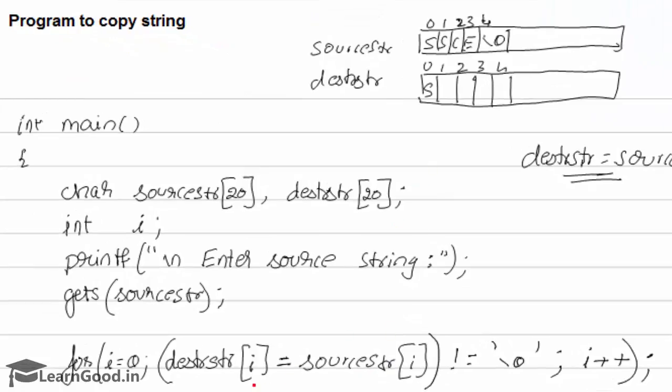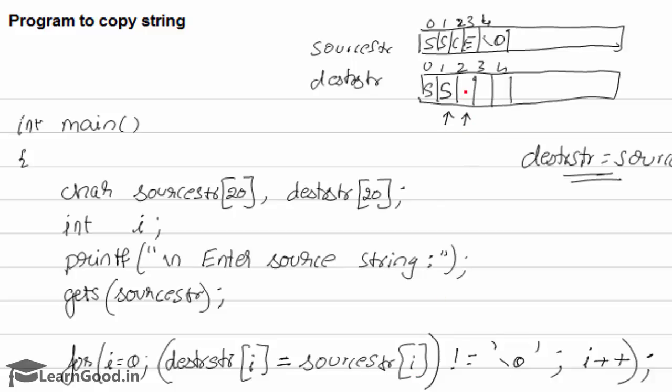So S is copied, and that S is not equal to slash 0. It goes to expression 3, I plus plus. So this time I is going to be 1. So when I is 1, it comes back, source str of 1 is copied to dest str of 1. That is, S is copied to this place. And after copying, S is again not equal to slash 0. The condition is true. If it is true, again go back, I plus plus, I is now 2. So it comes down to source str of 2.